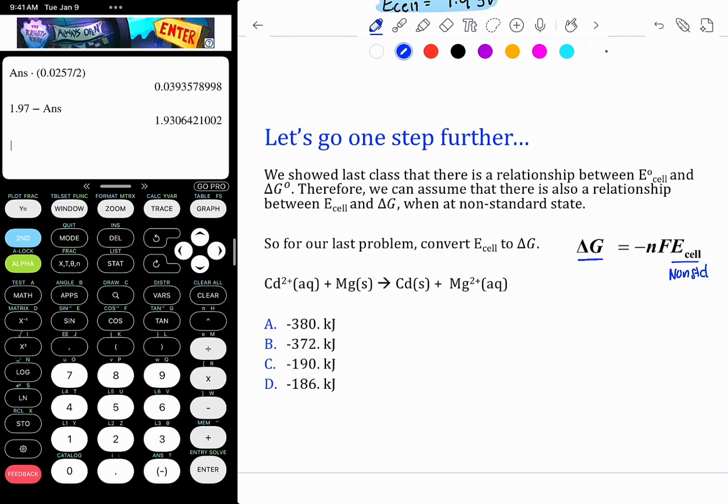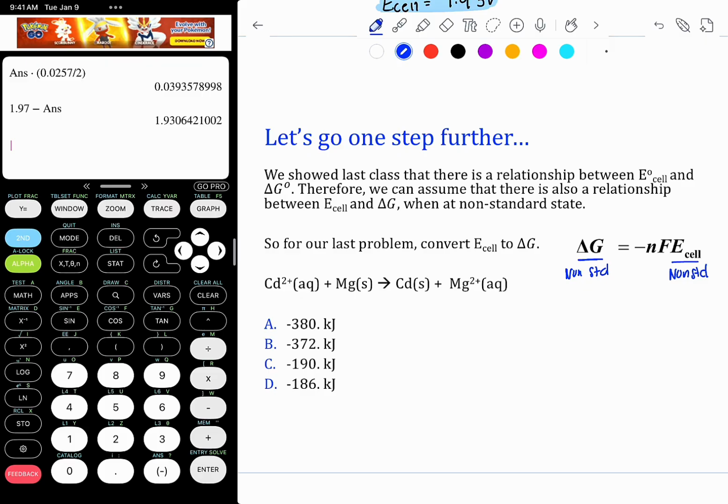But these are both for non-standard conditions, so this delta G is non-standard as well. In our previous problem, we solved for E cell non-standard. So what I want us to do is use this equation that we found in our previous lesson, and calculate delta G at non-standard conditions. Take a second, pause your video, plug in your E cell at non-standard from our previous problem.